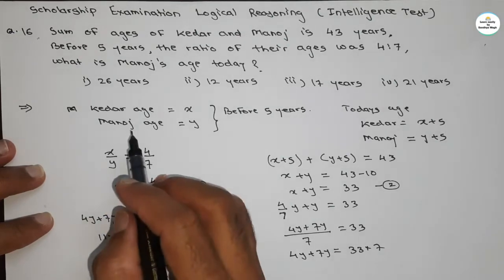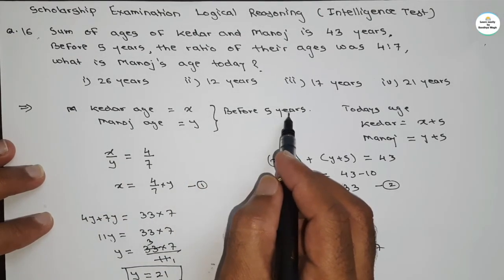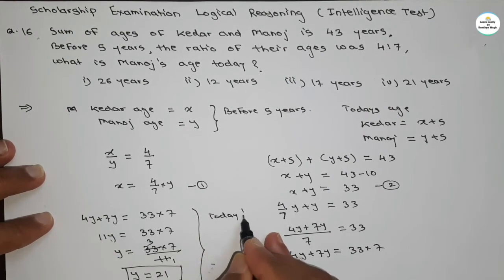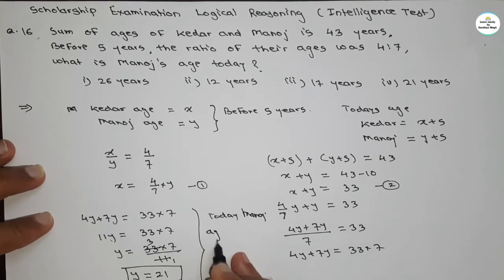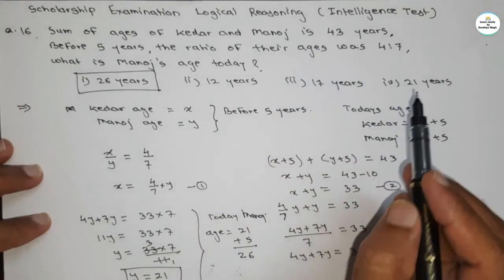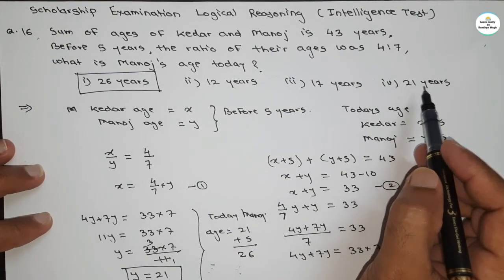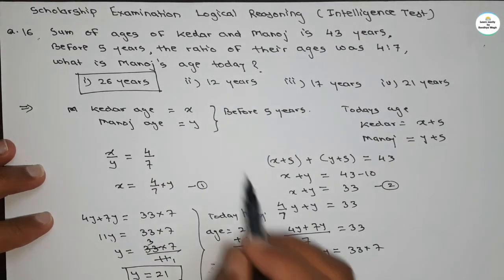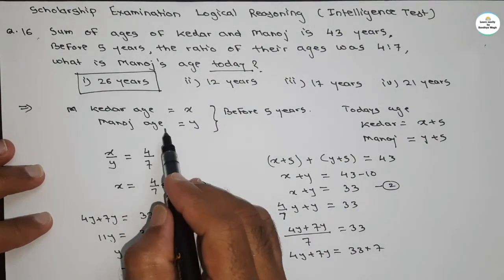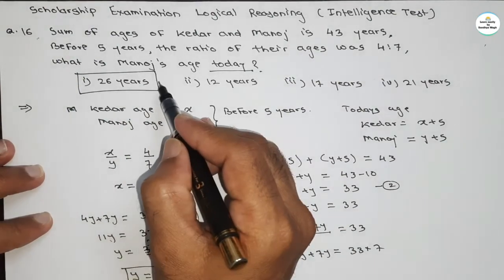What is Y? Y is Manoj's age before 5 years. What is asked? Manoj's age today. So today's Manoj age equal to 21 plus 5, that is 26. Are you getting? So 26 is the first option. See here, for confusion, 21 is also an option. But make sure you are writing the correct answer, because today's age is asked, and we are getting the value of Y, which we have assumed as before 5 years. So 26 is the correct answer.